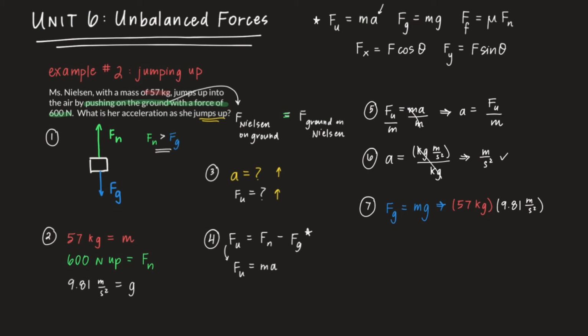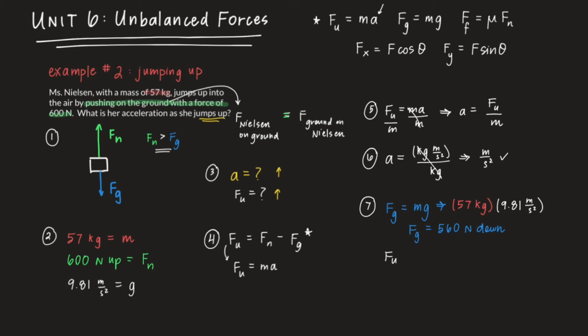Again, I want to find my force of gravity so that I can discover what my unbalanced force is. So if I take 57 kilograms multiplied by 9.81 meters per second squared, I find that my Fg is 560 newtons, and again, Fg always points down.